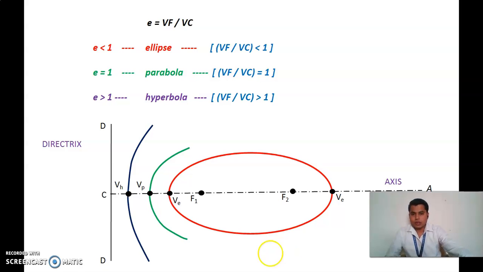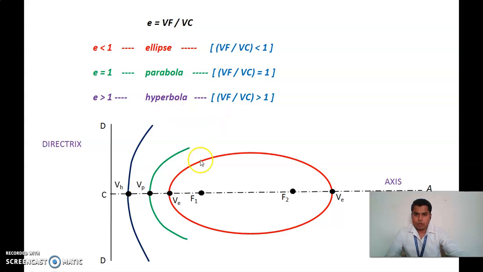Here again, somewhat more specific, you can see that for the ellipse the eccentricity is less than 1. So you can see that the VF distance is less than VC. For the ellipse, suppose the VF distance is 20 and the VC distance is 40. Definitely VF is less than VC, so the ratio that we are getting is less than 1. In case of the parabola, VP to VF and VP to VC, the distance is somewhat similar. Suppose VP to VF1 is 30 mm and VP to C is 30 mm. Both are equal, so we are getting the ratio equal to 1.